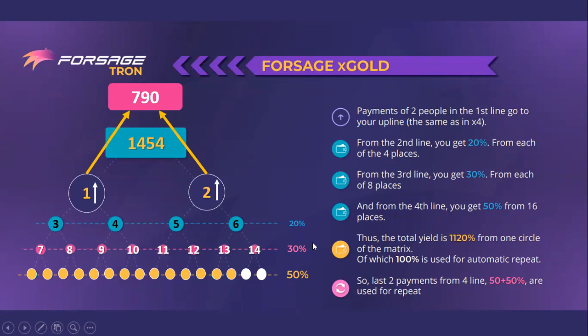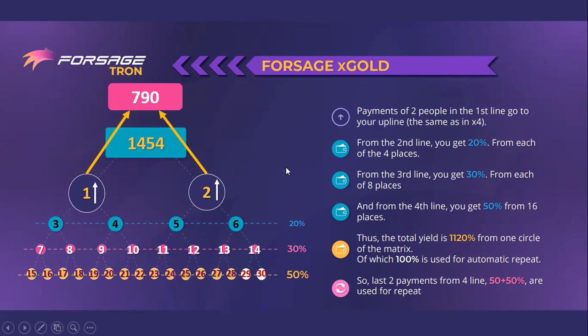While in the last line, that's the 4th line, I will earn from the 14 places directly. It goes to my wallet. That's from slots 15 to 28, while 29 and 30 is for reinvest because it's 50%, right? You add 50 and 50, it will become 100%, so that this can recycle.